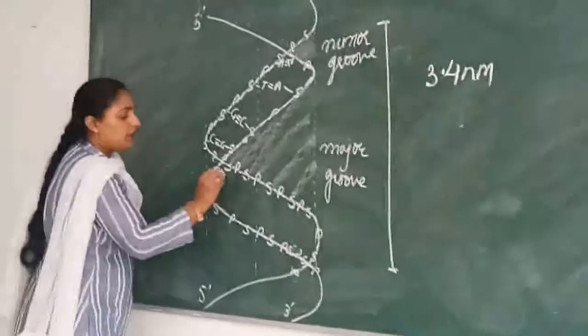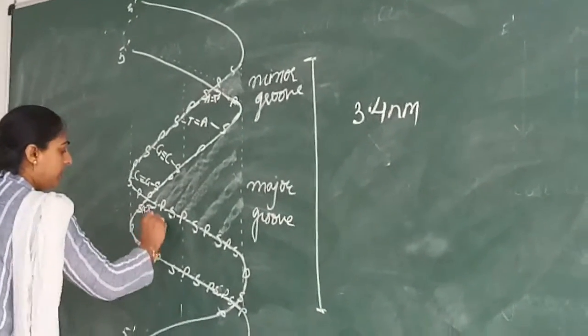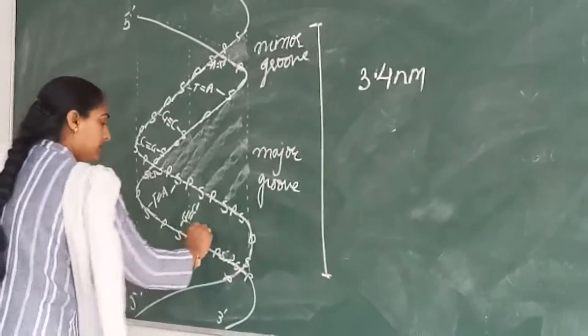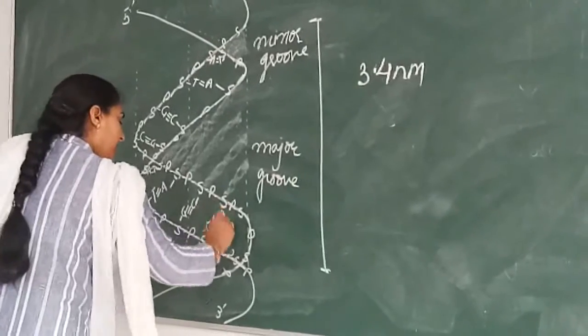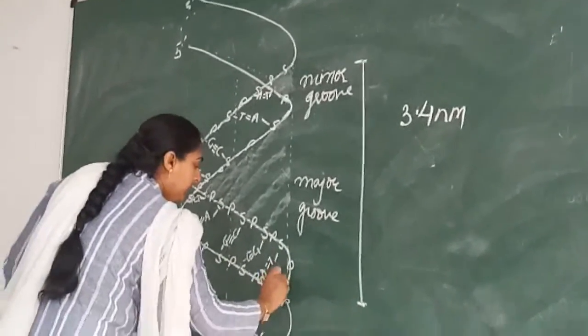Again A, double bond T with the sugar. T, double bond A. G, triple bond C. C, triple bond G. A, double bond T. T, double bond A.